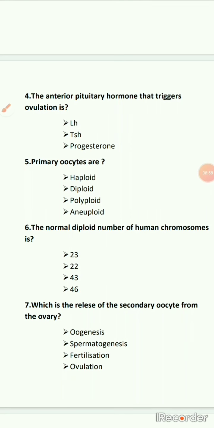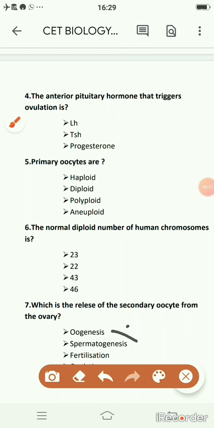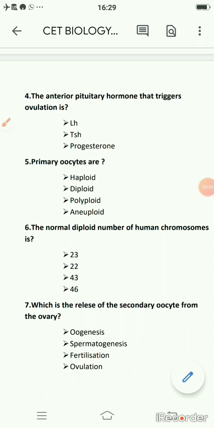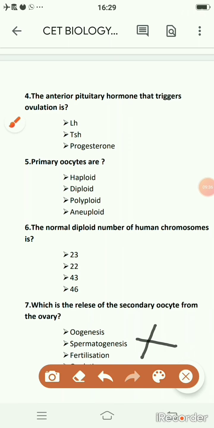Which is the release of the secondary oocyte from the ovary? First one is oogenesis. No, it is the differentiation of the ovum into a cell competent to further develop when it is fertilized. So, definitely it is not the answer. And next option is spermatogenesis. It is a process by which haploid spermatozoa develop from germ cells in the seminiferous tubules of the testes. So definitely it's not the answer.